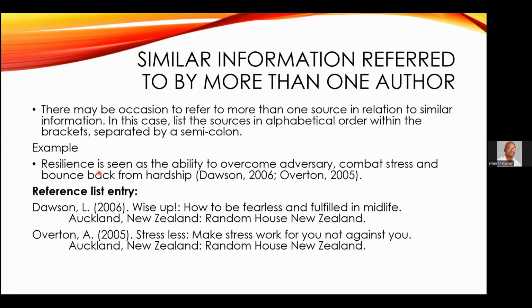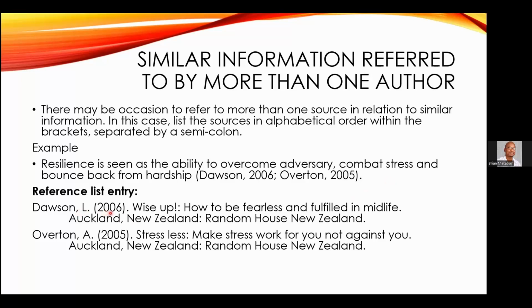So an example, however, here is that, reading verbatim, resilience is seen as the ability to overcome adversity and combat stress and bounce back from hardship. So now here, these are two. There's an article for Dawson 2006, and then there's another article for Overton 2005. So you basically write the first name of the author, comma, the year, then you use semicolons, okay? So if at all there were 3, you just add another semicolon here and add the third person. Okay, so that is how you separate when you have more than one author. So it applies for 3, 4, 5, 6, and so forth authors. So these are just different articles that are communicating the same idea.